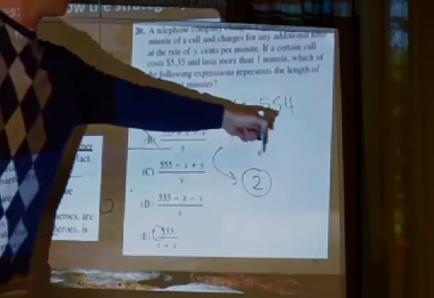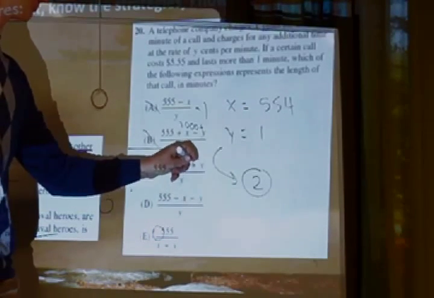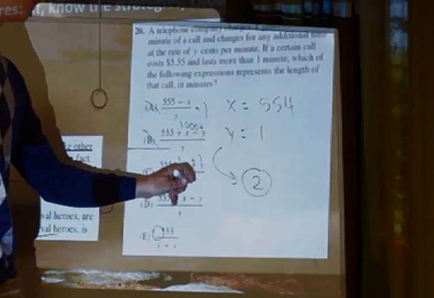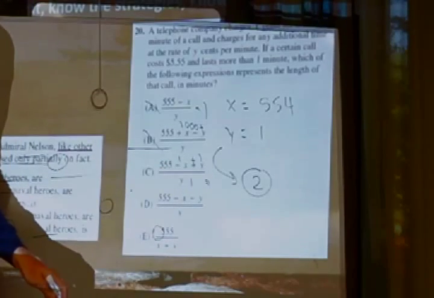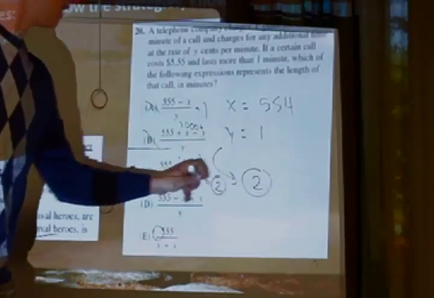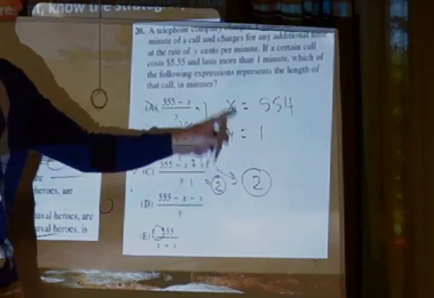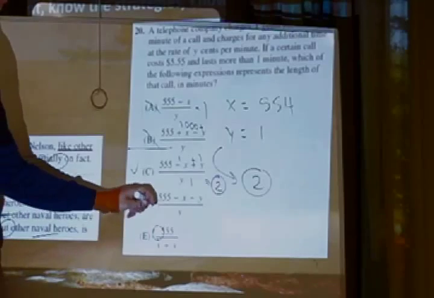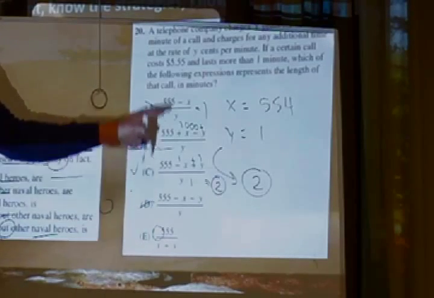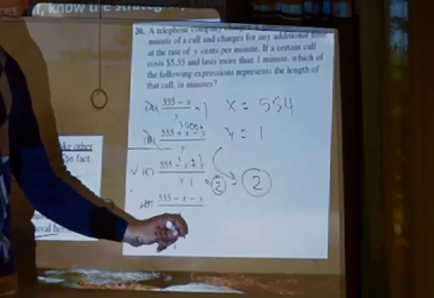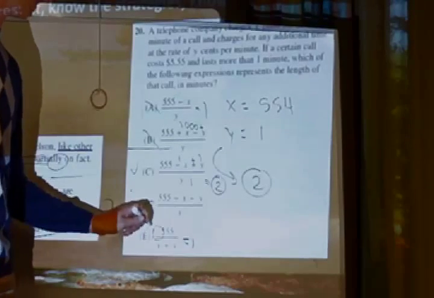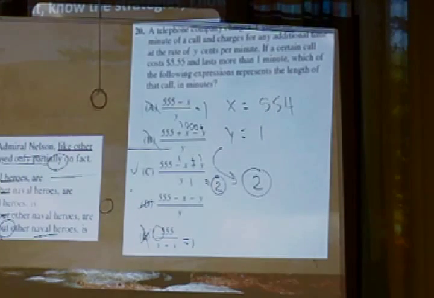555 minus 554 gives me 1, plus 1 divided by 1 is 2. Now I should check the others just to be safe, but I'm feeling good about this. This one comes out to be 0 if I subtract these two numbers off, which isn't going to work. And 555 divided by 555 is going to be 1 again, which also isn't going to work. I only got one answer choice that works.